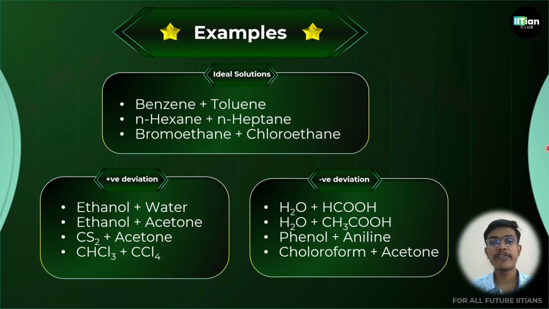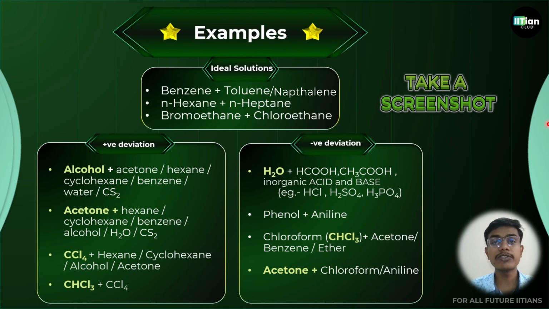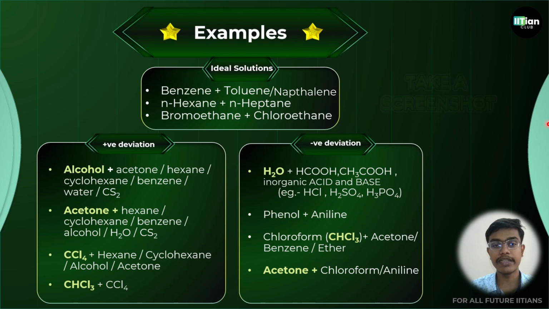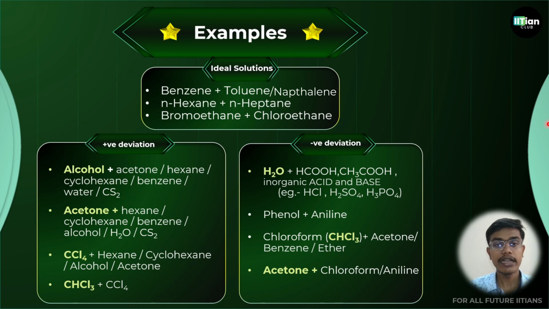The most important thing which you have to note in this Raoult's law is the examples for positive deviation, negative deviation, and the ideal solution. These are the examples given in the NCERT, and these are the ones which I have organized so that you can remember them easily. When it comes to ideal solutions, you can remember them as those which have similar structures, like benzene and toluene, n-hexane and n-heptane, bromoethane and chloroethane. All these are examples of the ideal solution.